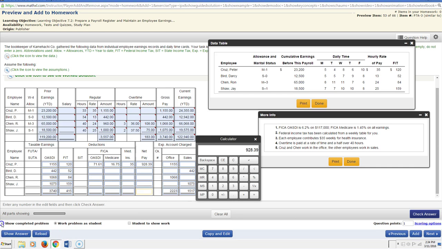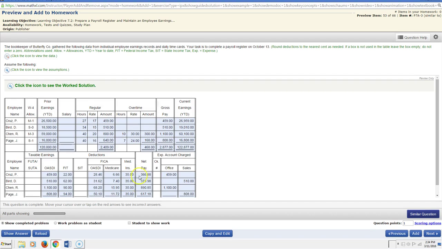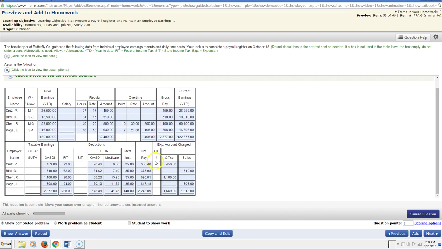Completed solution. Let's see what happens. Whoo! Okay. So that's what yours would look like when you're done. Okay. I don't know if I got this thing right or not, but I don't even remember. It looks different. Maybe the earnings are different. Yeah, they drive you crazy. Every problem comes up different.